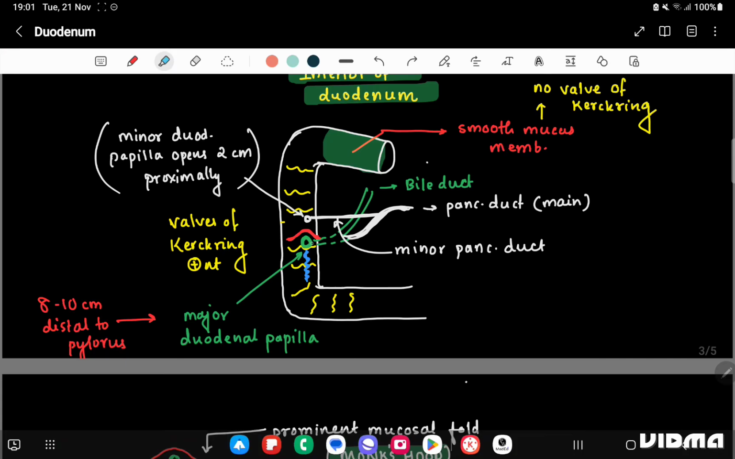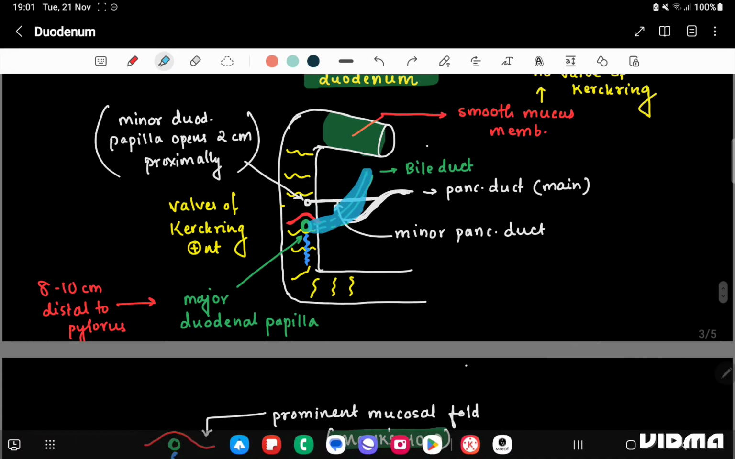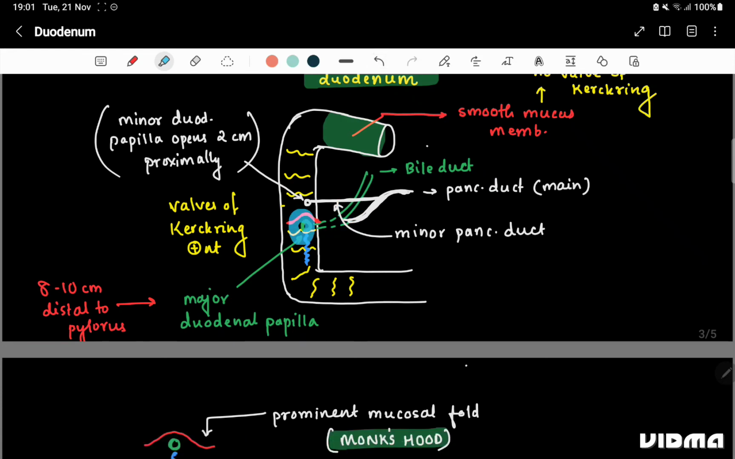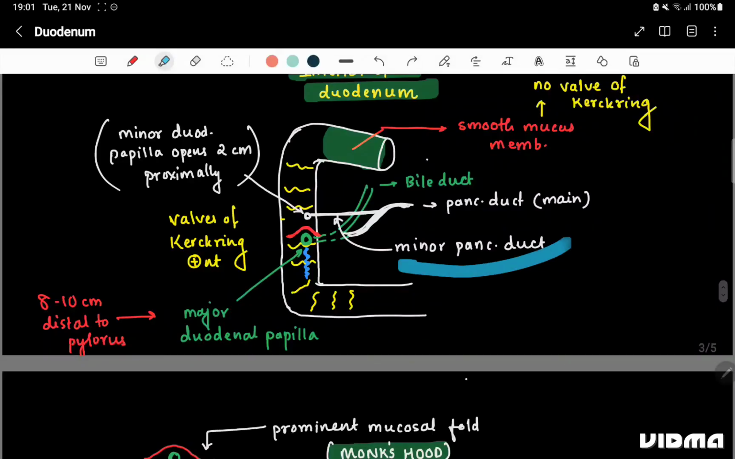And in this major duodenal papilla, the bile duct opens. After this, we have the main pancreatic duct and the minor pancreatic duct. This main pancreatic duct, of course, combines with the bile duct and opens, becoming the hepatopancreatic duct. This opens in the major duodenal papilla.